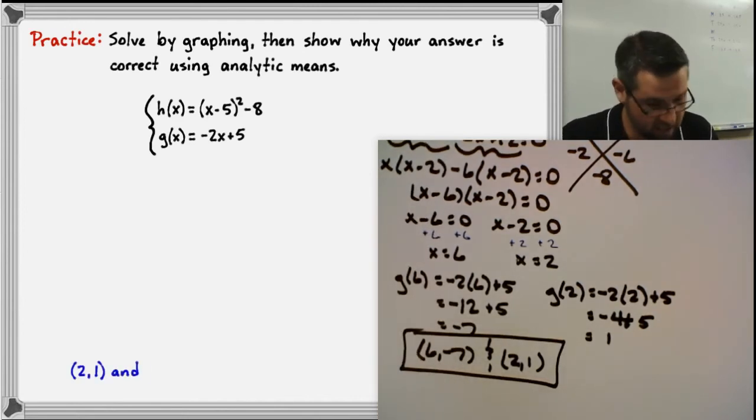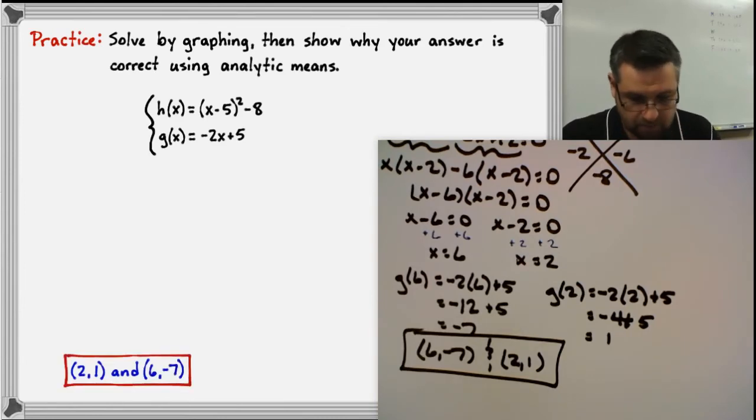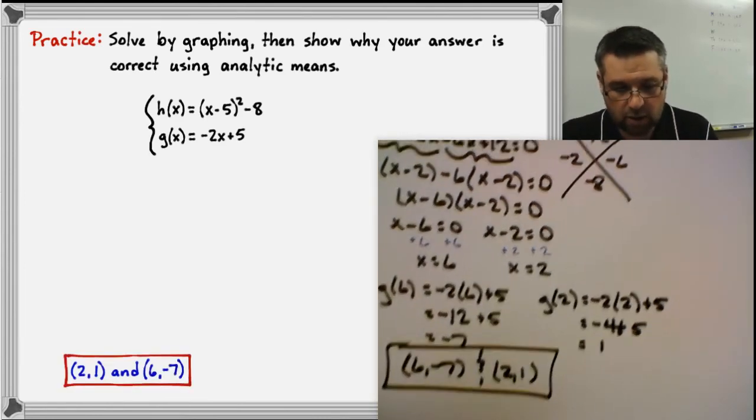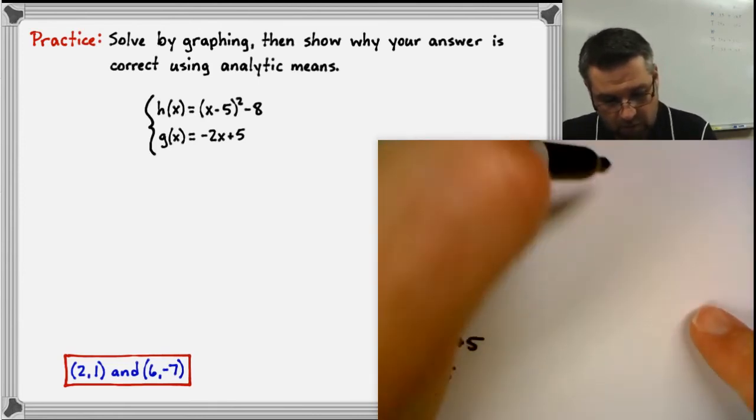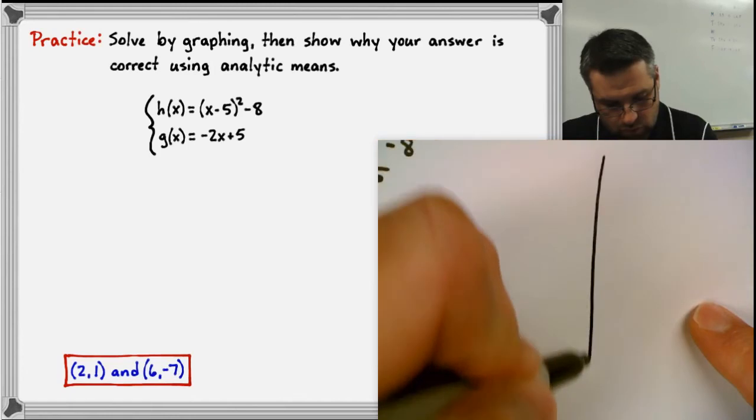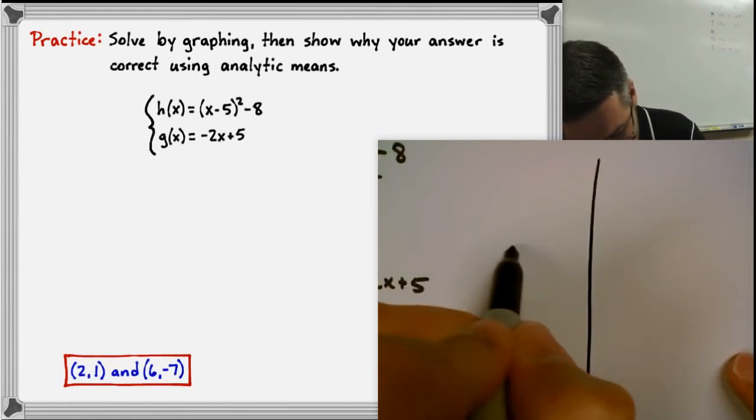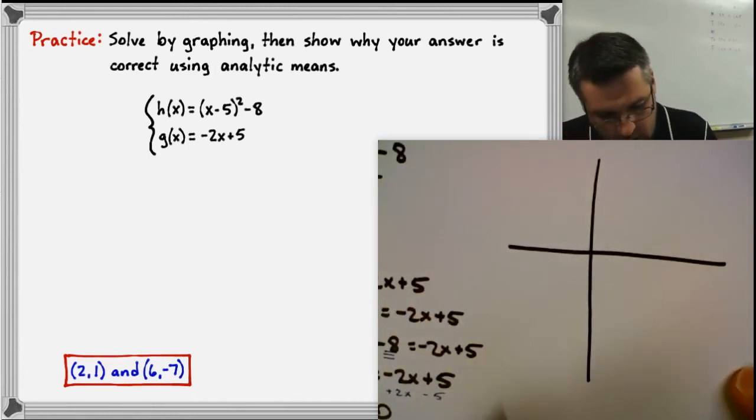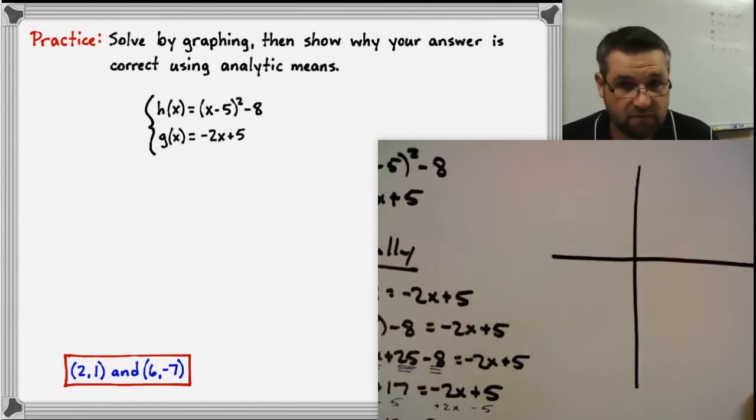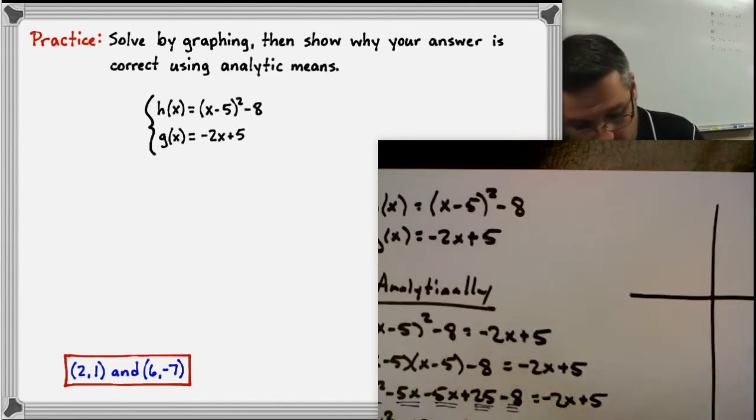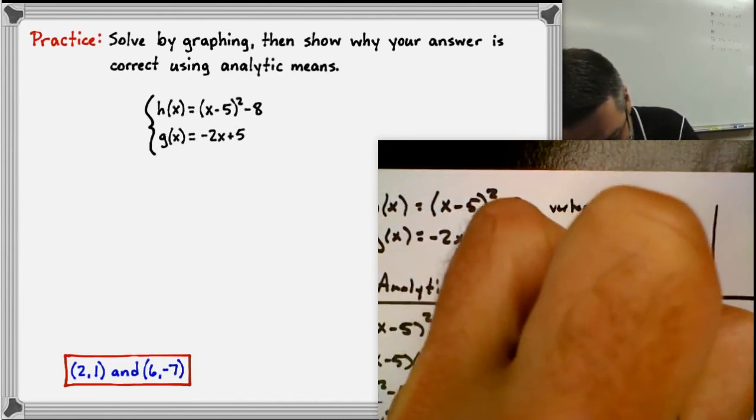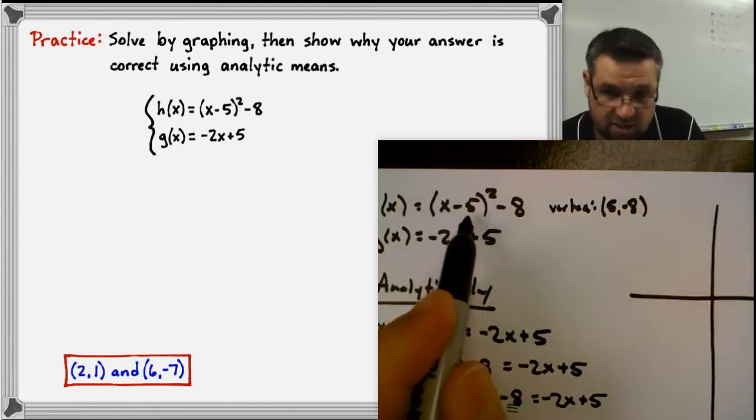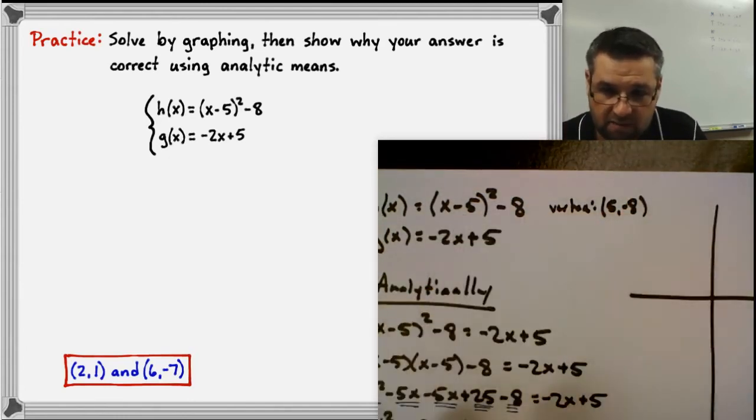Let me just double check my answers here. And that is correct. But now let's go ahead and look at it graphically, okay, and see if it makes sense. First things first, graphing the vertex form. This is a parabola. Remember the vertex, let me bring it up here. The vertex of this parabola is going to be 5 comma -8. Remember, we change the sign of the inside and keep the sign of the outside.